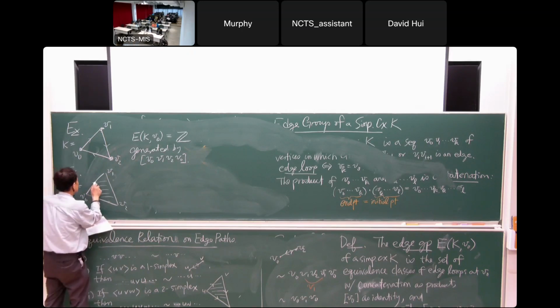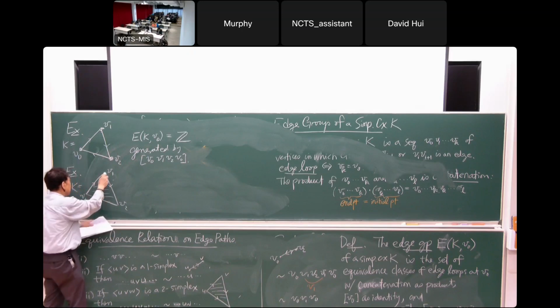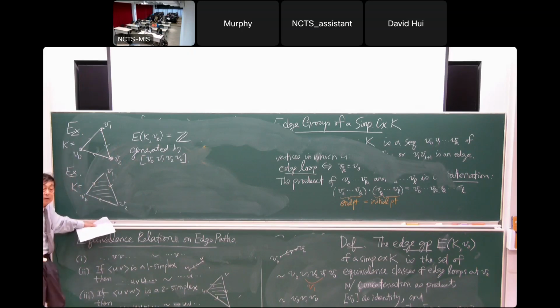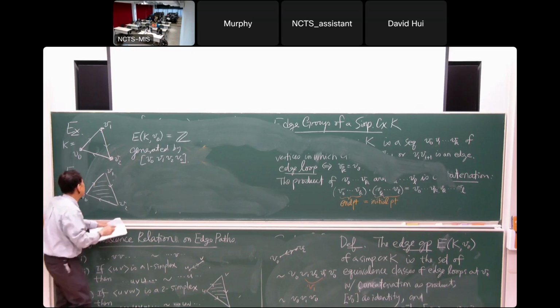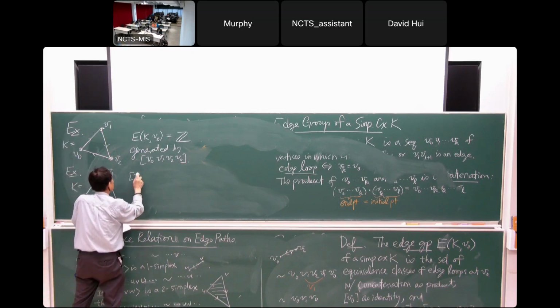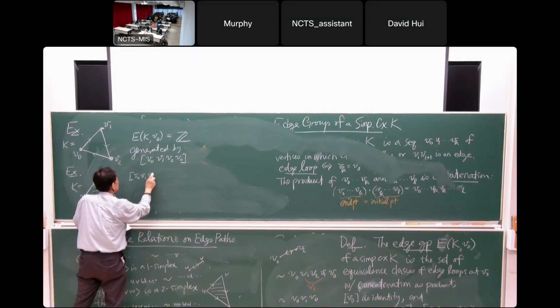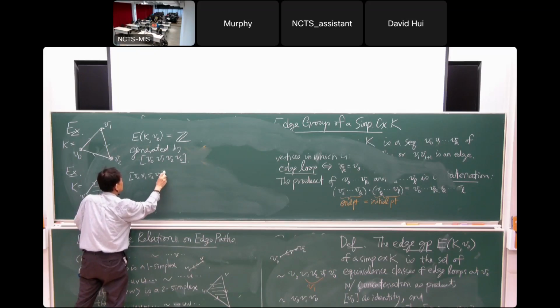Okay, now if you start here, well, then you have to go clockwise or counterclockwise. Let's say we go clockwise. That gives us a loop. So we have V0, V1, V2, V0.